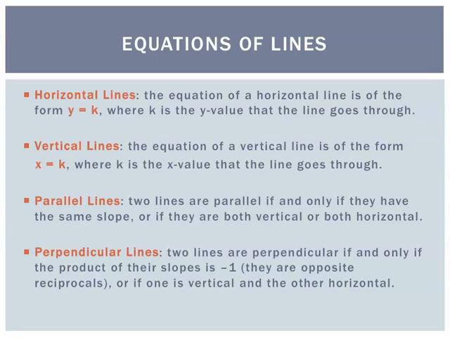The other case is if you have a line that has 0 slope, then the perpendicular line is going to have an undefined slope, and vice versa.